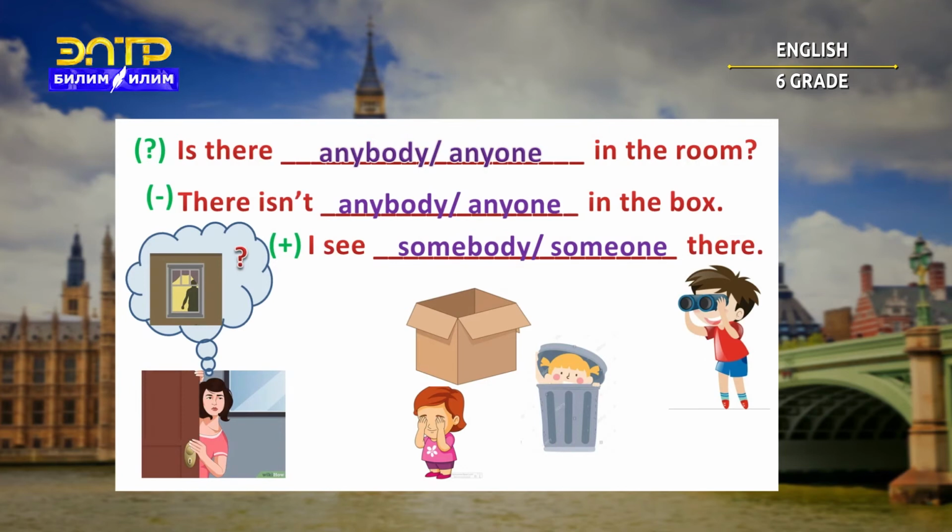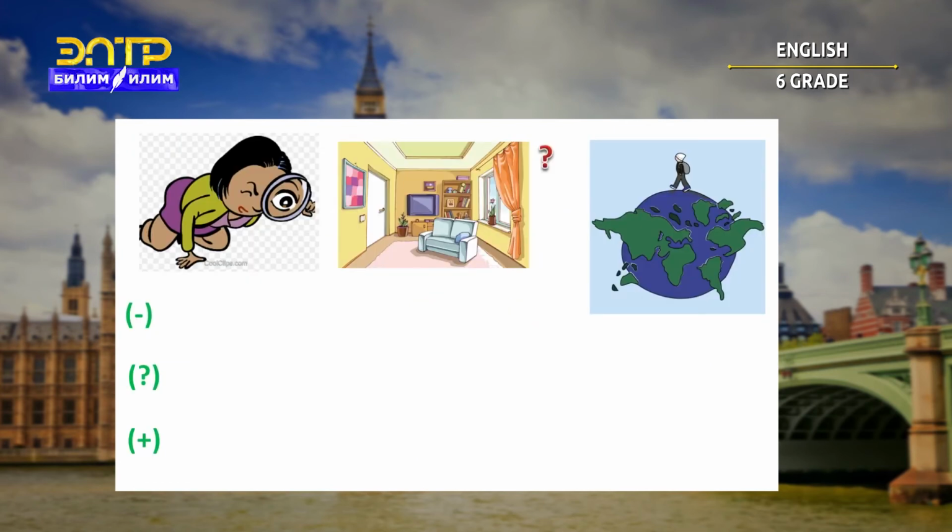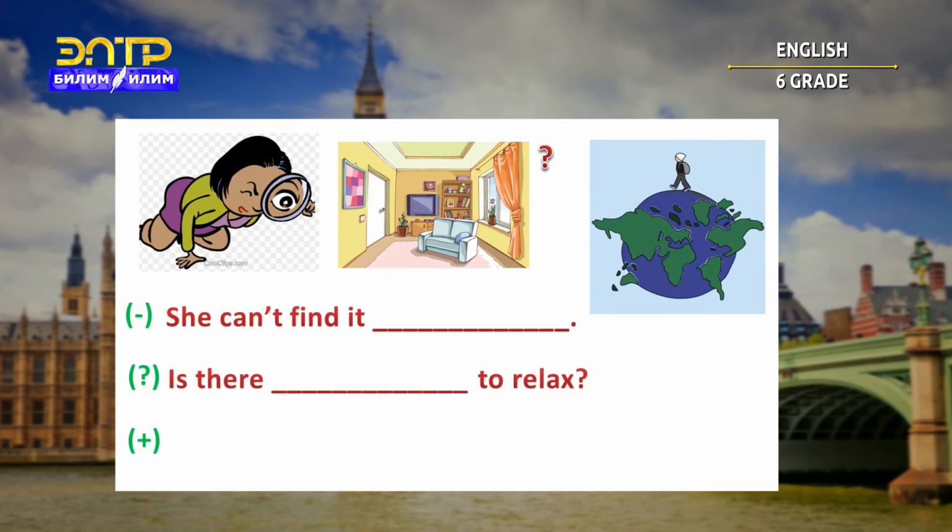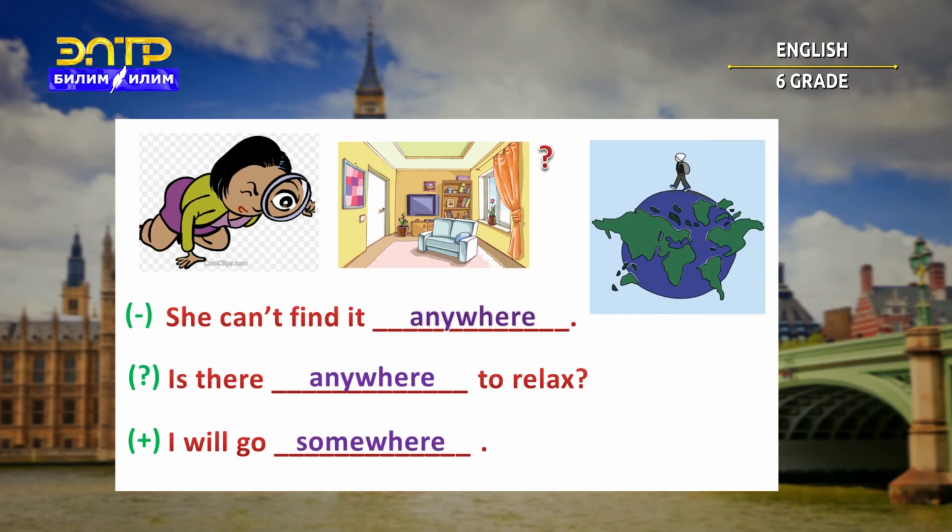And the third topic, place sentences, are here. A negative, a question, and a positive one. So, let's check together. She can't find it anywhere. A question: Is there anywhere to relax? A positive sentence: I will go somewhere.